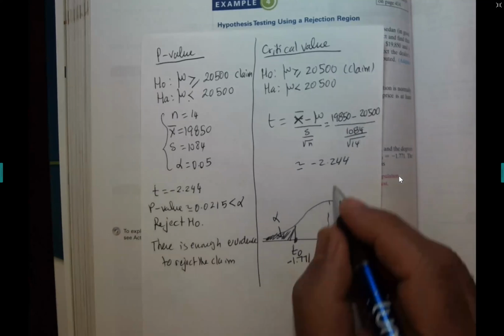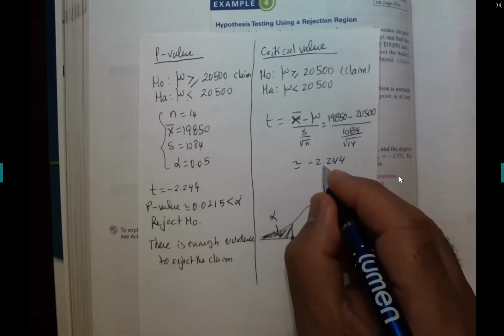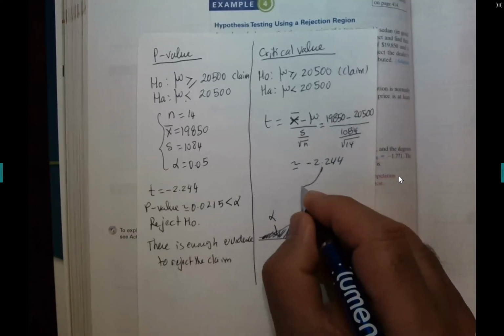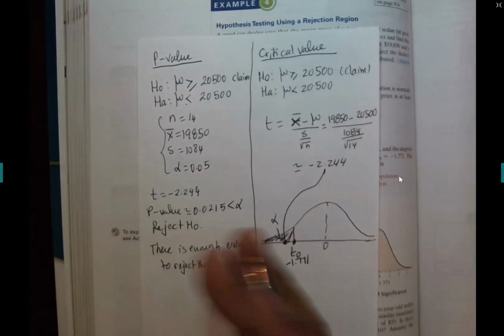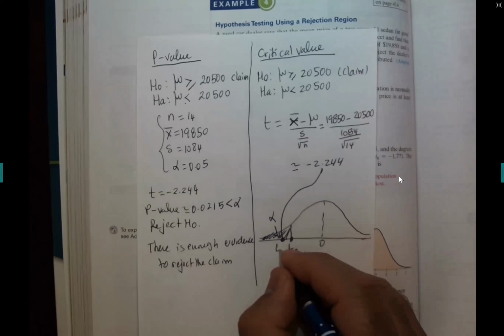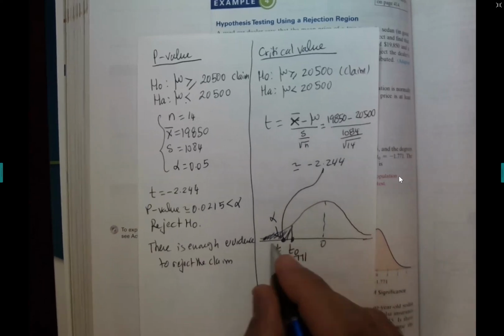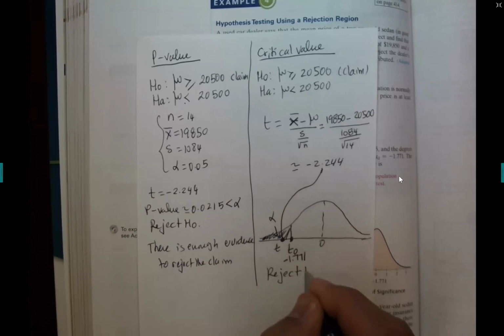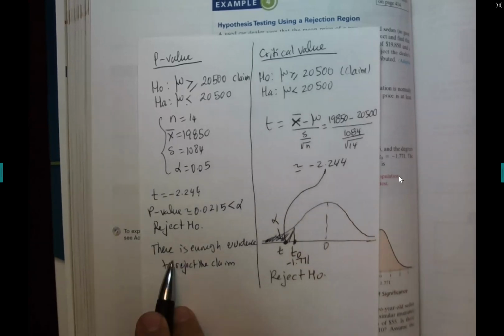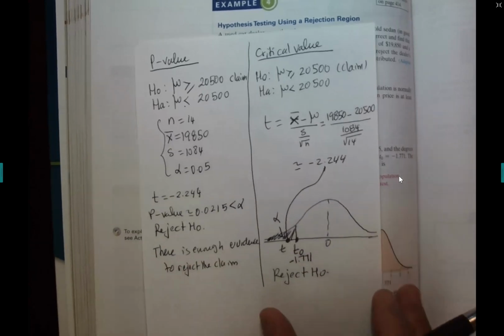Would you guys agree with me that the negative 2.244 is going to be right here? It's on the right because it's smaller. This is T. So what do we see? It ended up in the rejection region. So the decision is what? Reject H0. And it's the same conclusion. There is enough evidence to reject the claim.